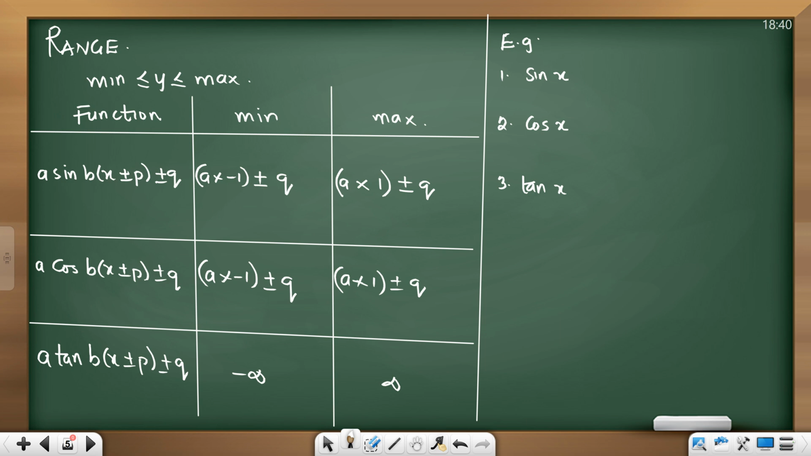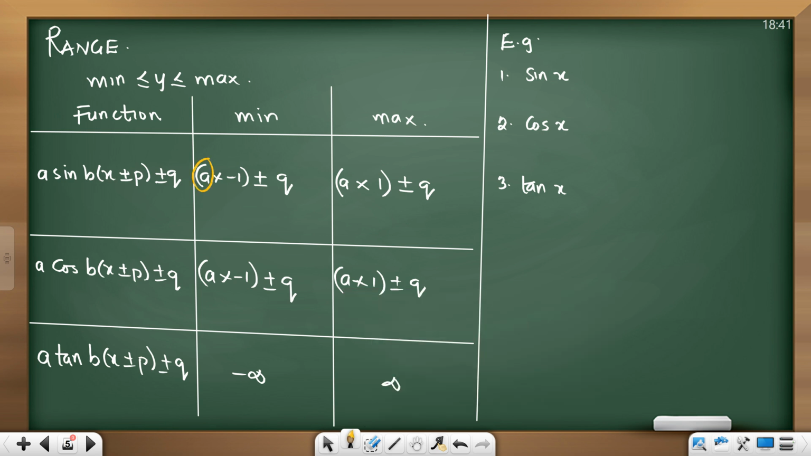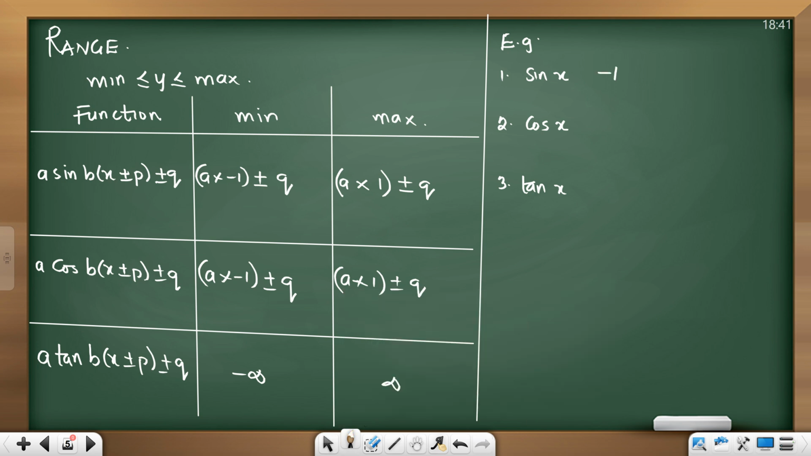Your a is 1, okay? So if we come back here and put 1 here. What is 1 times negative 1? Negative 1. And our q is 0. So the minimum is what? Negative 1. Less than or equal to y, less than or equal to 1.